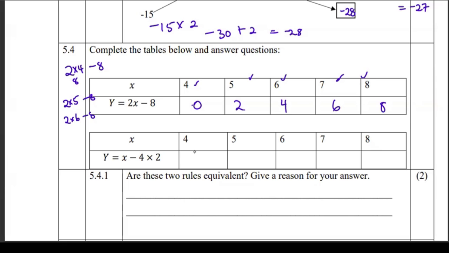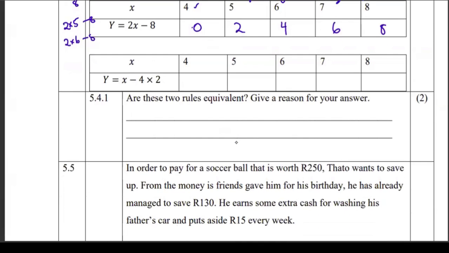Then with the next one, do the same thing. But we need to first simplify this multiplication. We know that 4 times 2 is 8. So it's the same as x minus 8. So 4 minus 8 is going to be a negative 4. 5 minus 8 is a negative 3. 6 minus 8 is a negative 2. 7 minus 8, negative 1. 8 minus 8 is a 0.